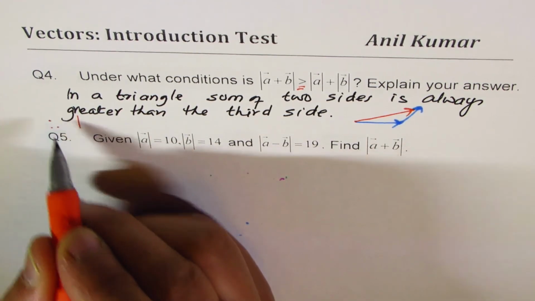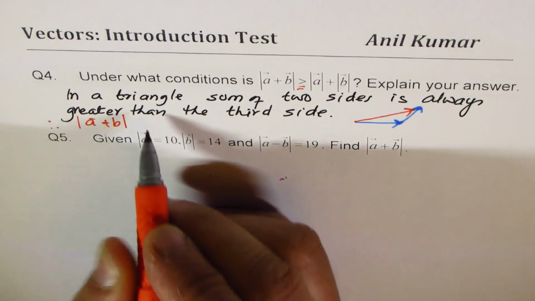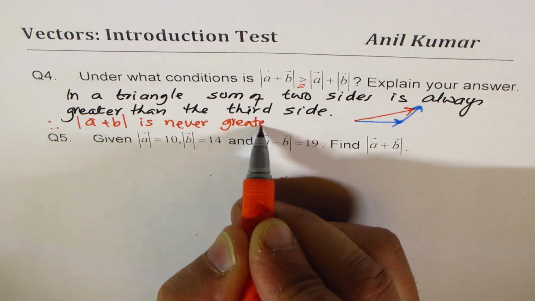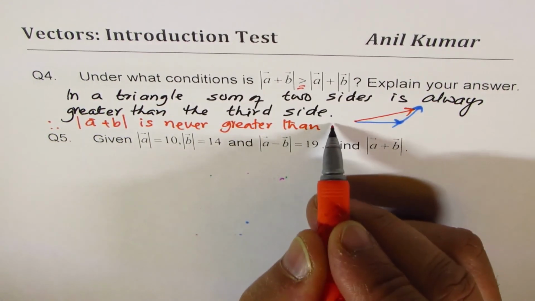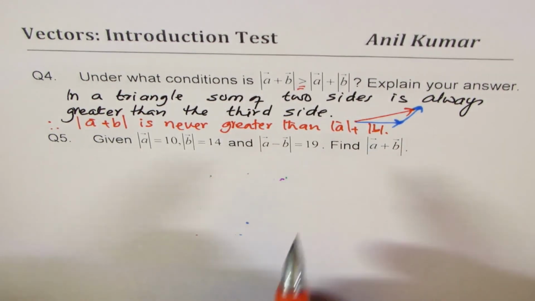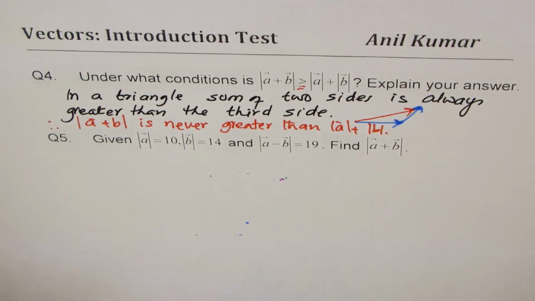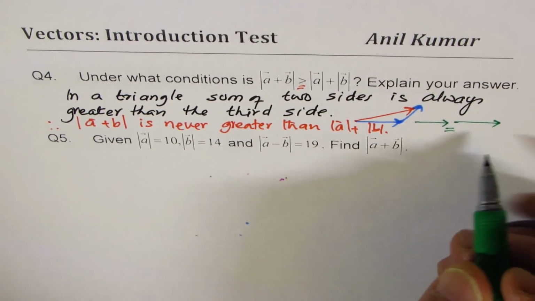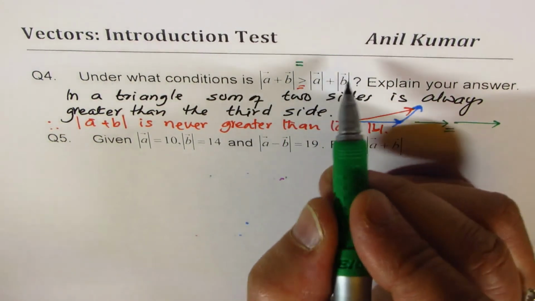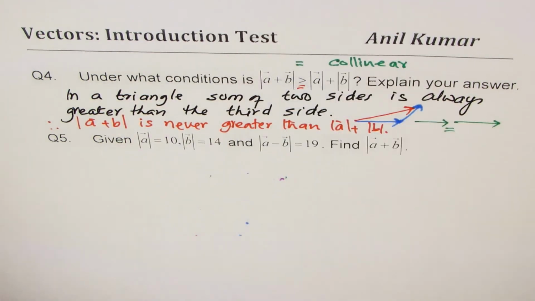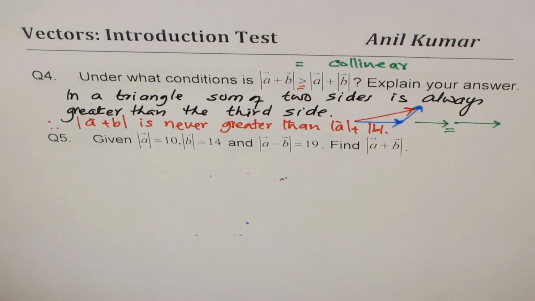So therefore, the magnitude of a plus b is never greater than the sum of the magnitudes of a and b. Is it okay? That is very important, right? However, it is important to note that if both are along the same line, then they can be equal, right? So we could have a condition of equal if they are in the same line, collinear. That is possible, right? But it cannot be greater, right? That's very clear. So I hope this is clear, right?